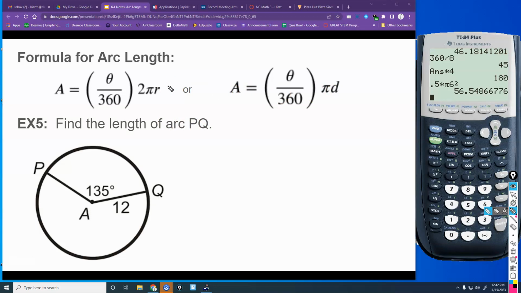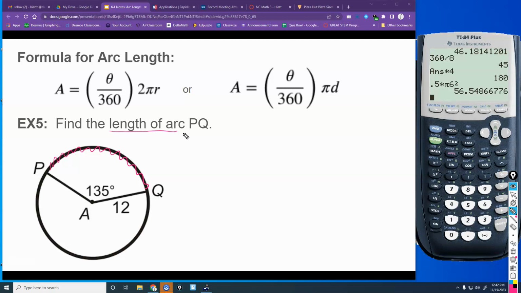So formula for arc length. All right. So a sector is the whole slice of pizza. So if a sector is a whole slice of pizza, the arc is just the crust. Right? It's just the length of that outside edge. So whenever you see a picture that's asking you about arc length, it's going to look like a sector. But if it's asking you for the length of an arc, it only wants the outside of that.